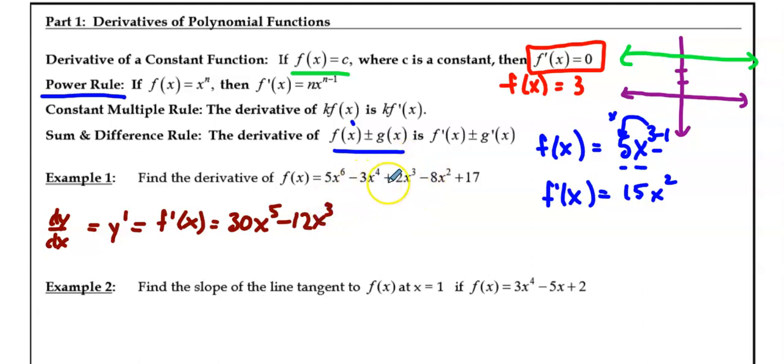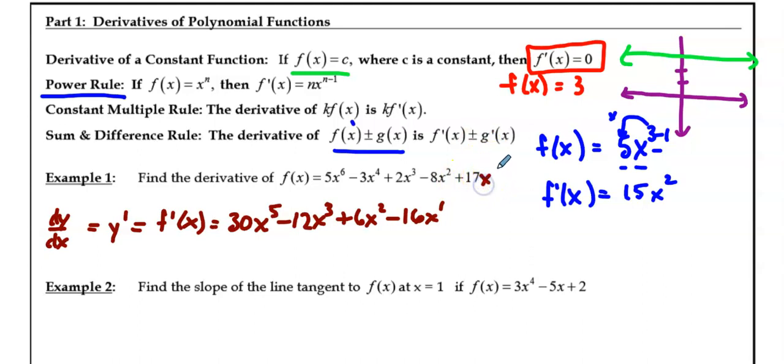So now we've done 2. We've got 3 more to do. I'm going to move 3 down. I'm going to multiply 3 times 2. I'm going to get 6. We're going to do x to the 1 less power. I'm going to go ahead and move the 2 down and multiply it by negative 8. I'm going to get negative 16. x to the 1 less power, which is 1. And then again, the derivative of a constant is 0.